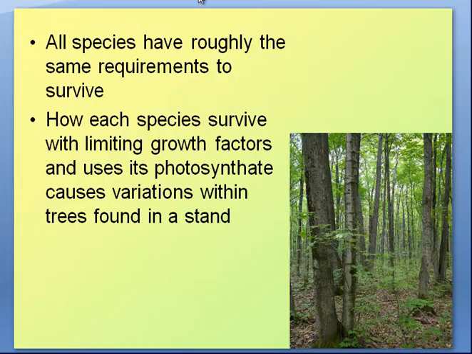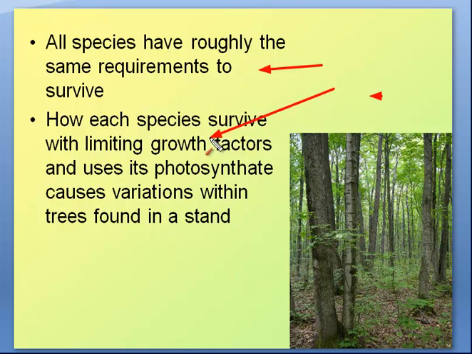So what we want to do is look at that. Keep in mind that all species have roughly the same requirements to survive. As has been mentioned in different labs and lectures, black spruce, for example, don't love to grow in wet spots, but they are able to survive there where other trees can't. And the limiting factor is what makes trees survive.